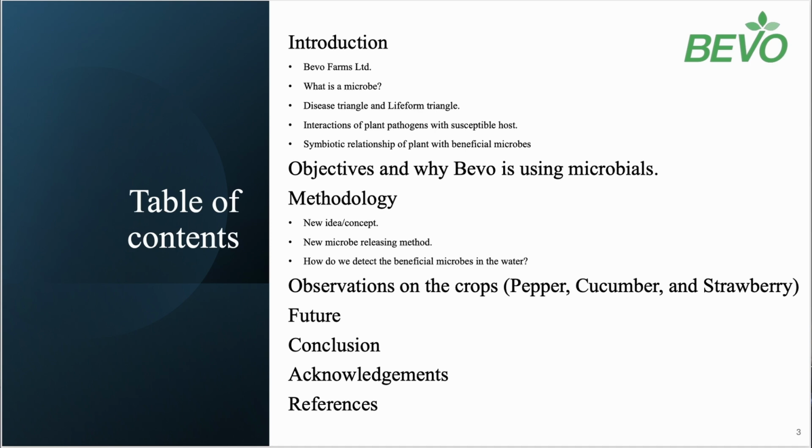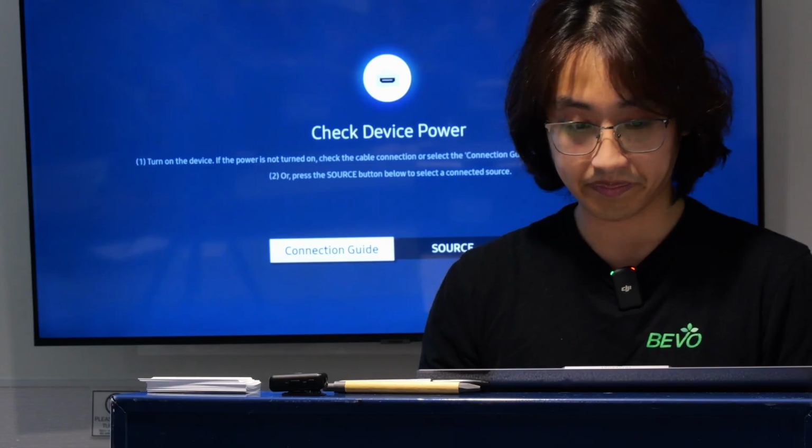And then we will take a quick break. After that, we will cover how we detect the things that we release, because they are so small we can't really see them. So we're just going to see the observation of the pepper crop, cucumber, and strawberry. And then the future, conclusion, acknowledgement, and references.